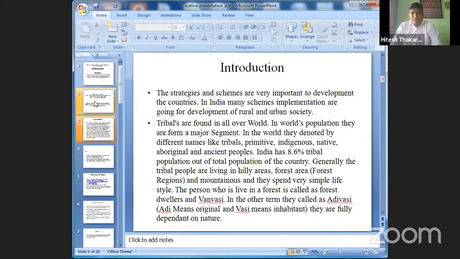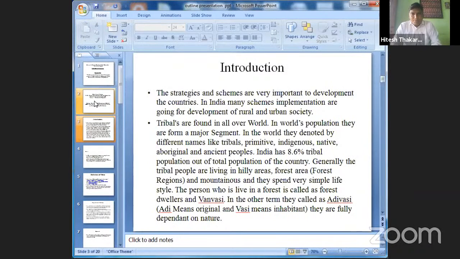Tribals are found all over the world. In the world population, they are a major segment. In the world, they are denoted by different names like tribals, primitive, indigenous, native, aboriginals, and ancient peoples. India has 8.6% tribal population out of the total population of the country.